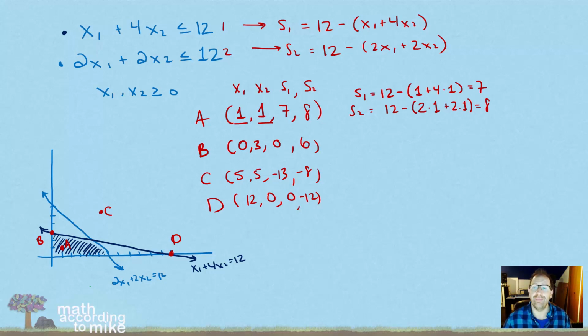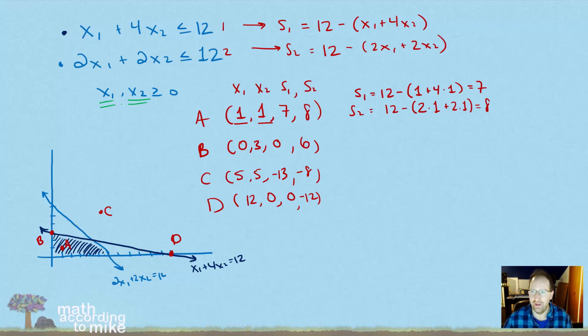B, in reference to the feasible region, is a corner point. It's the intersection of the dark blue line, x sub 1 plus 4x sub 2 equals 12, and the y-axis, x sub 1 equals 0. Okay, so with that, B is a corner point.